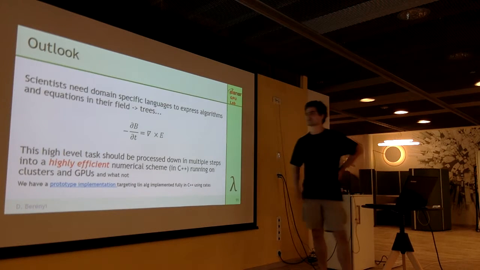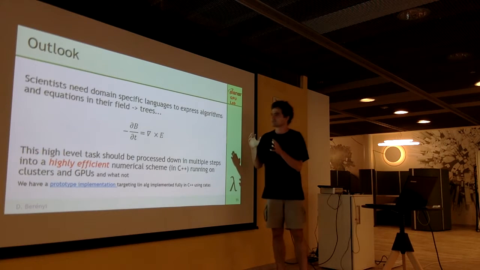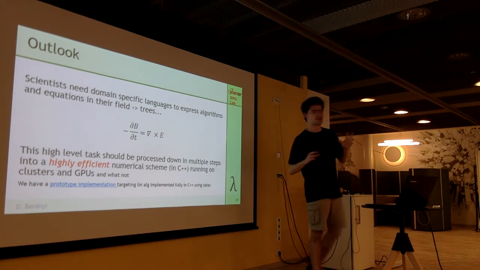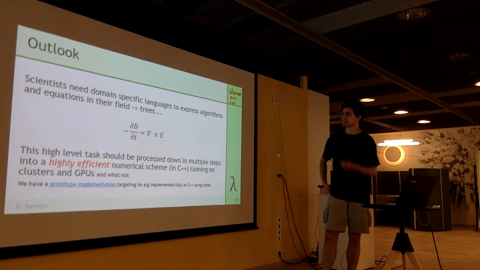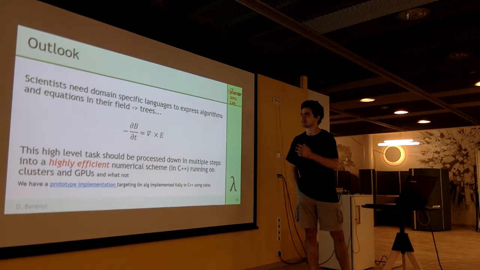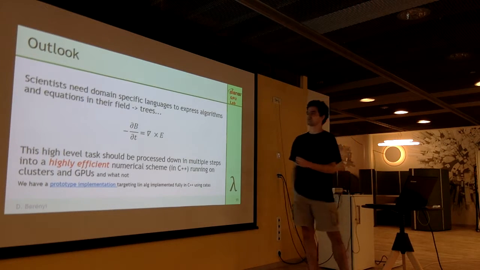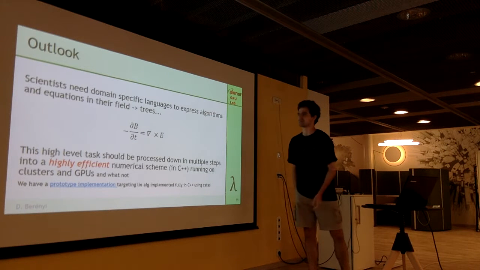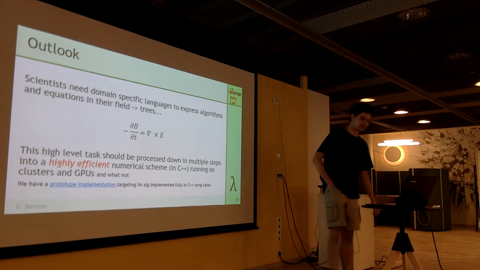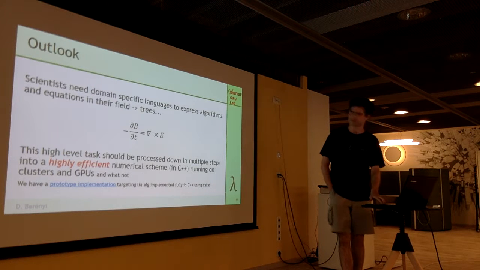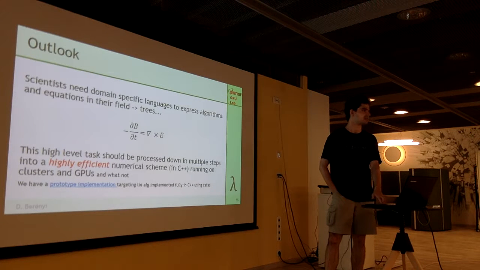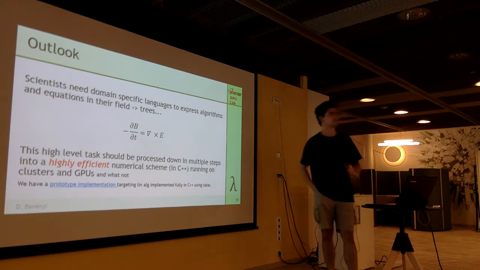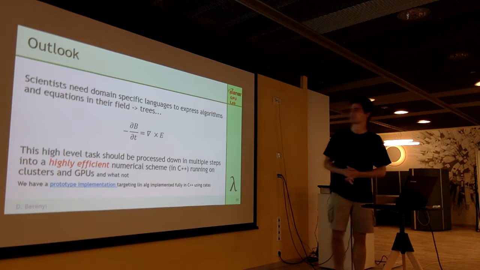So scientists need domain-specific languages to express the algorithms and equations in their field. There is a field jargon for every subfield of physics, and some specific language is needed for it. And of course, if we have a domain-specific language, we have trees. I just put here a simple equation from undergraduate physics. You can imagine that there are pages of implicit assumptions and types hidden in this notation that should be supported in such a domain-specific language.